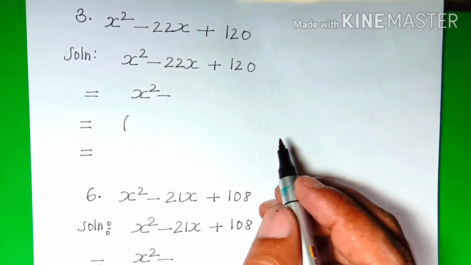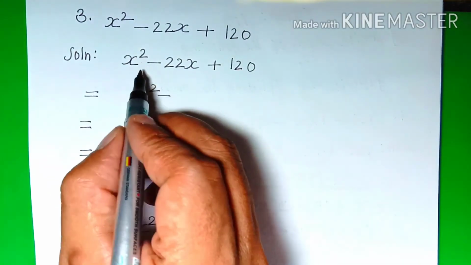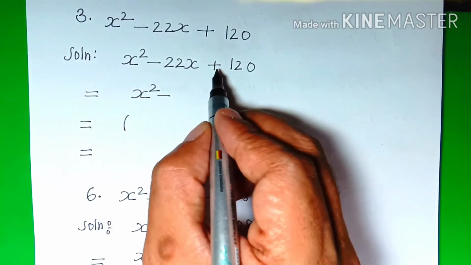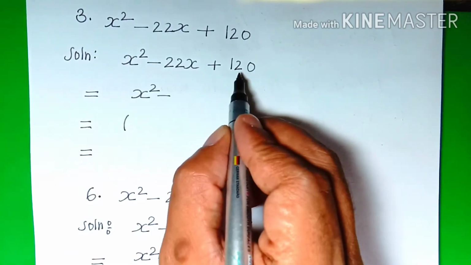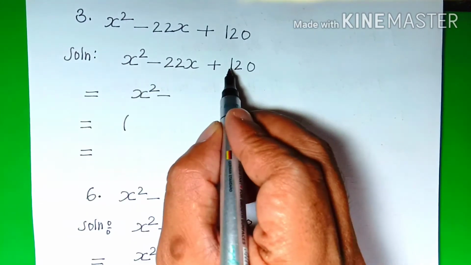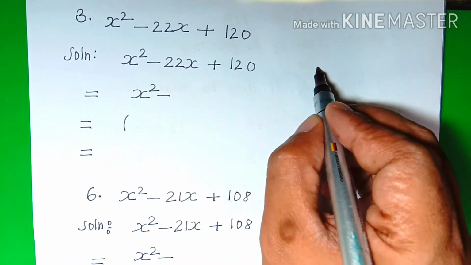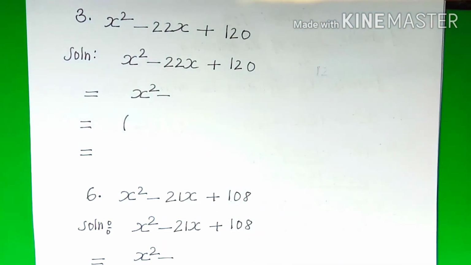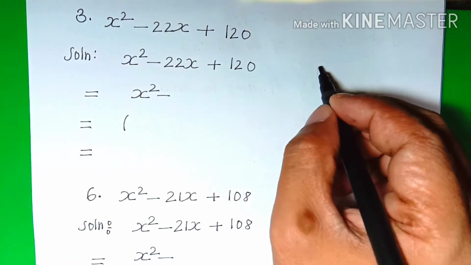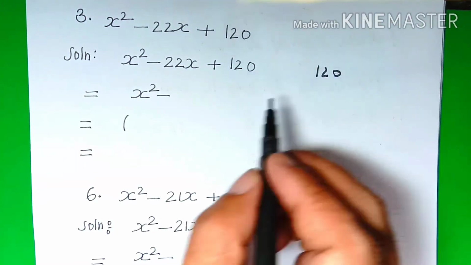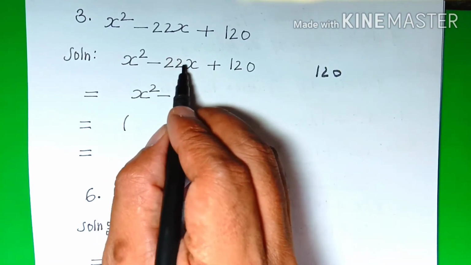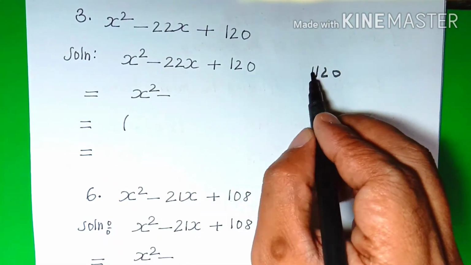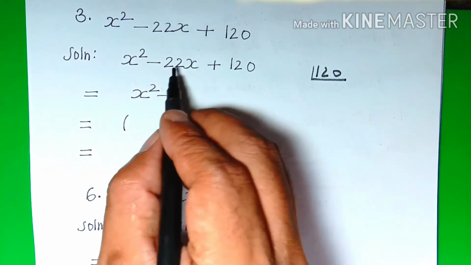The third one here, we can see here x squared minus 22x plus 120. Now take the product of the extreme value here. 1 into 120 equals to 120. Now here you'll have to split the middle term with any two factors whose sum will give 22.